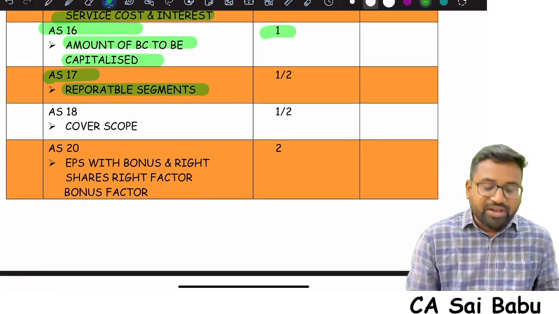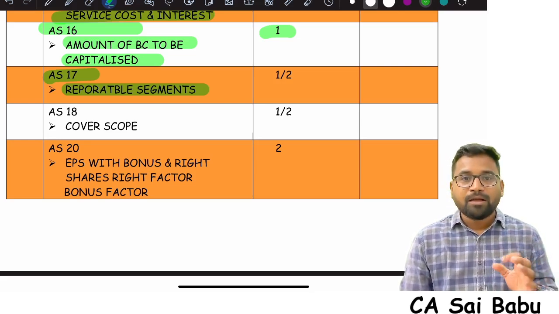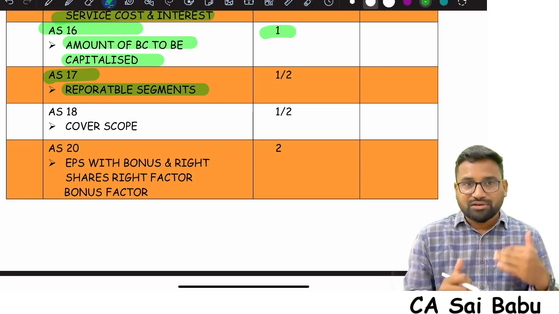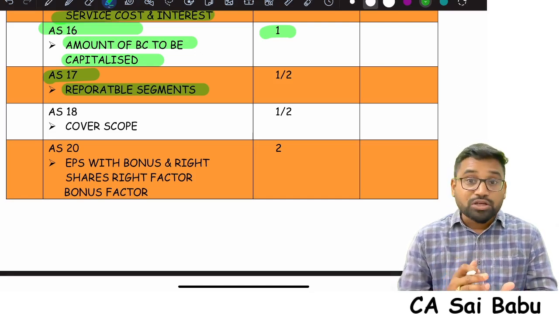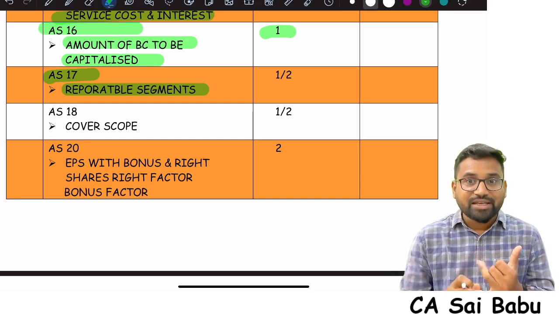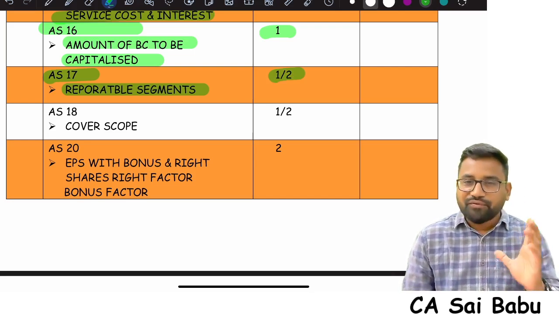And coming to A17, sir, segment reporting, reportable segment is the most important area. There are 5 criteria to identify whether the segment is a reportable segment or not. In that, where most of the students make mistakes is the segment result criteria and the external revenue criteria. So focus on these two important areas. It will take only half an hour.